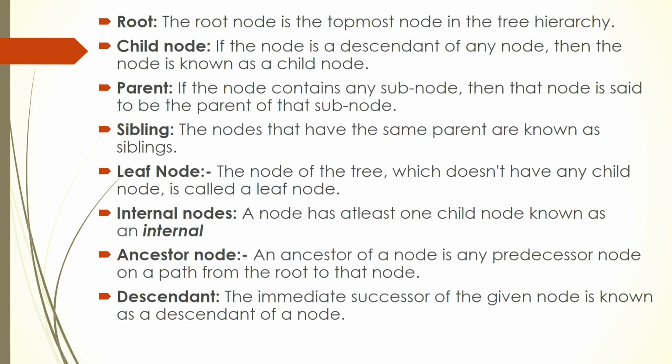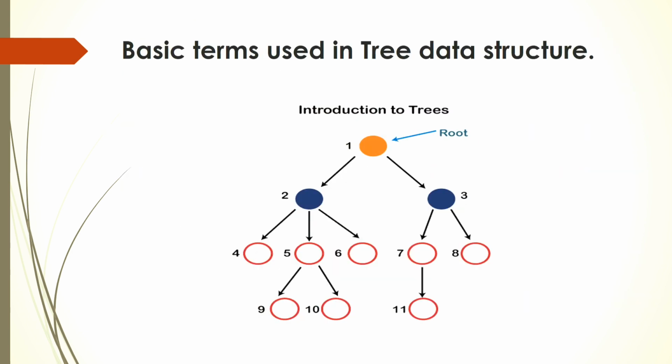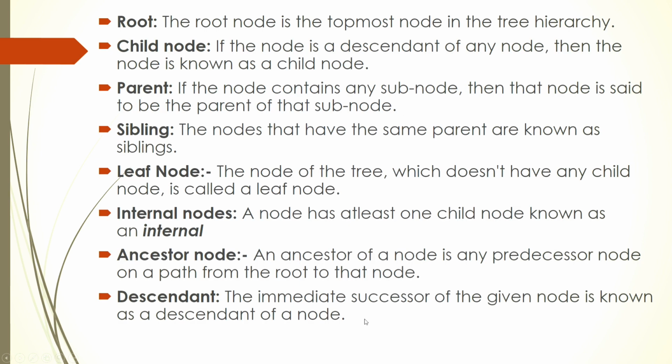Then comes the leaf node. The nodes of the tree which don't have any child node are called leaf nodes. A leaf node is the bottommost node of the tree. There can be any number of leaf nodes present in a general tree. Leaf nodes can also be called external nodes. Like 9, 10, 11 are the leaf nodes because they are the bottom nodes of the tree. Now come the internal nodes. A node that has at least one child node is known as an internal node.